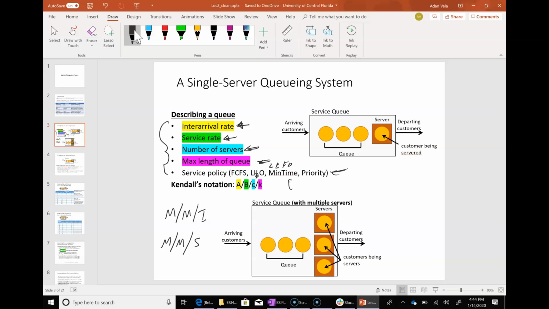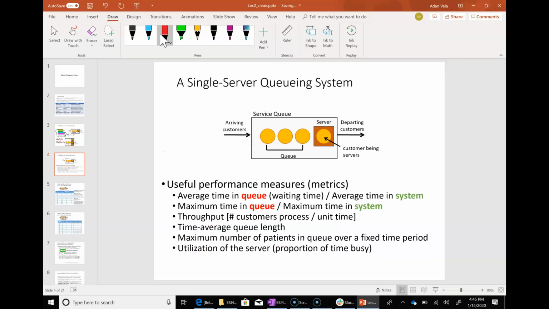Now, I am missing a whole bunch of other information. You'll notice I did not write the maximum buffer queue. If you don't write anything, it's assumed to be infinity. Likewise, I didn't say anything about the service policy, and if you don't say anything about the service policy, you just assume that it's first come, first served. So this is a very high-level overview of what's going on.